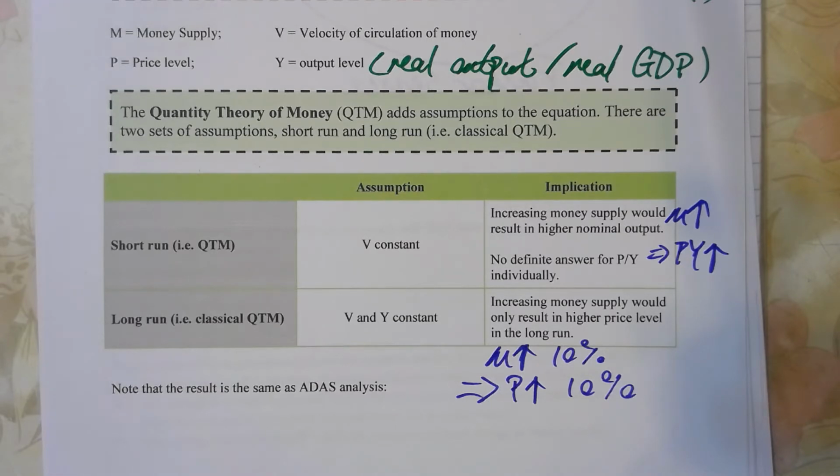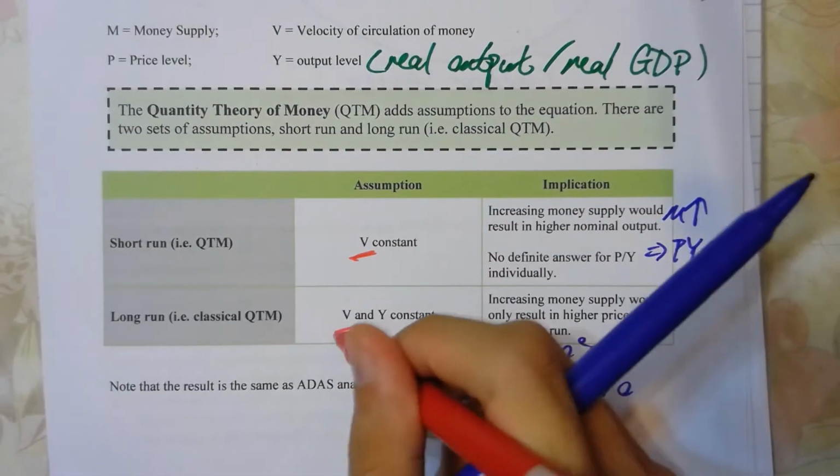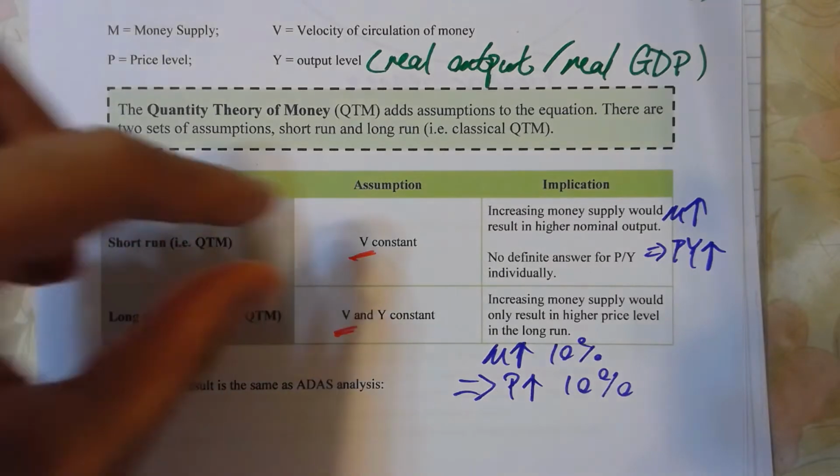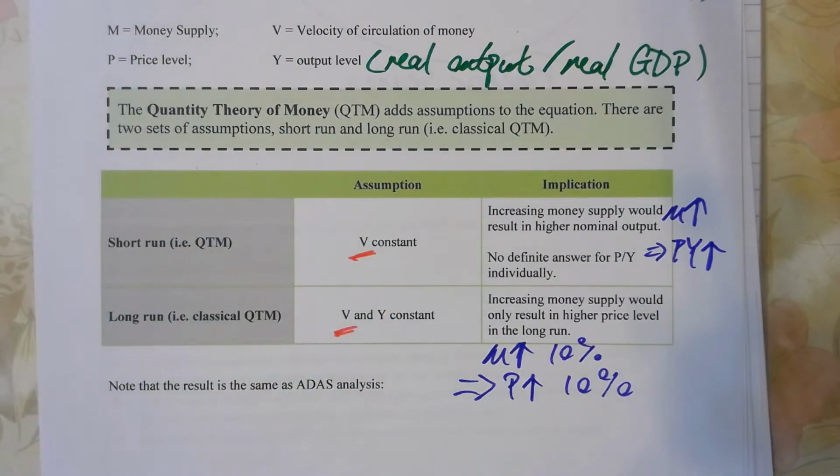Remember, okay? There is one common factor. V in your syllabus in QTM will always be constant. Whenever you see V not constant, that answer must be wrong. In short, if V changes, it must be wrong, okay? So we have the long run version and short run version.